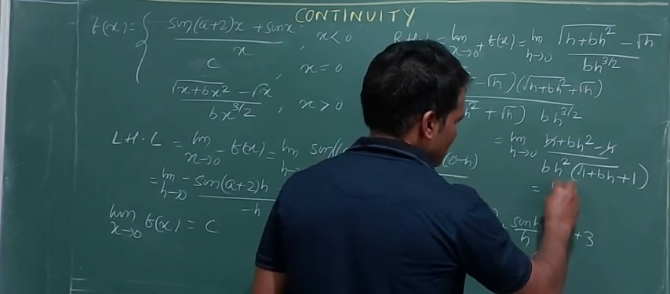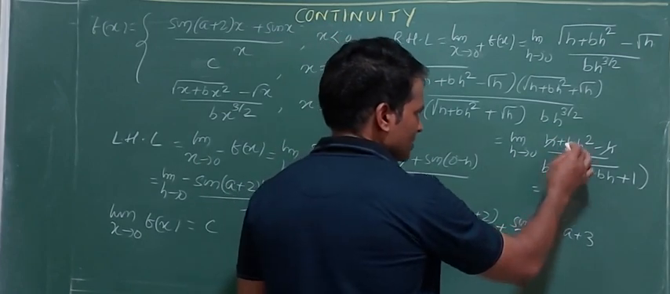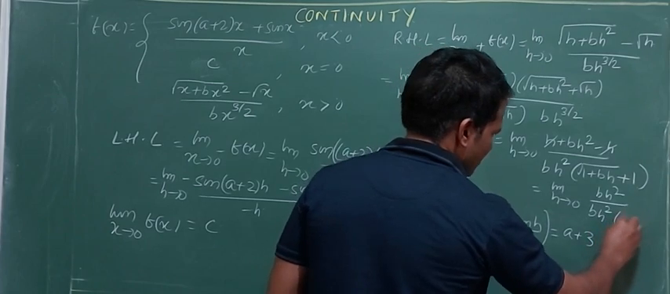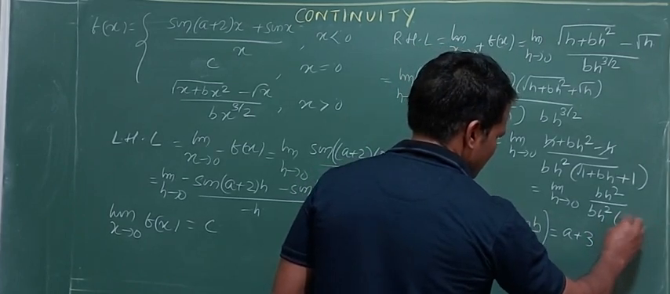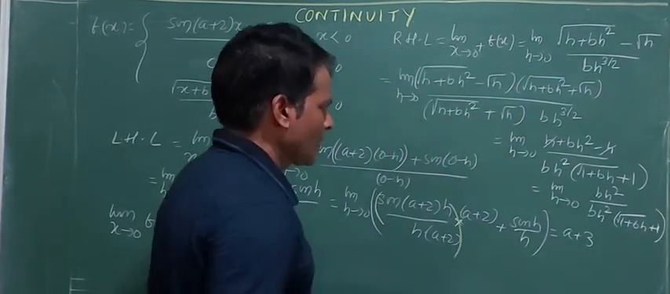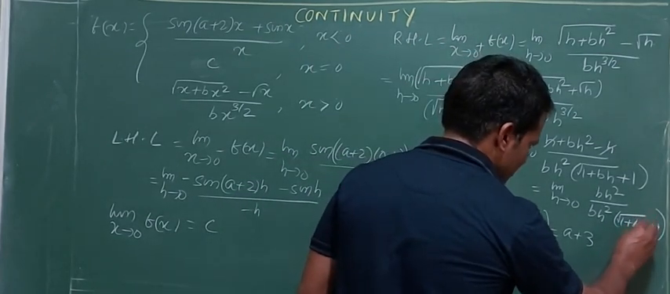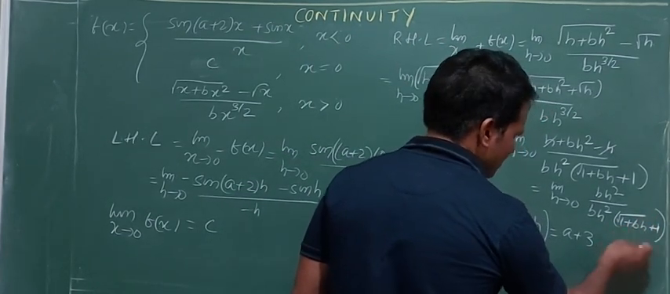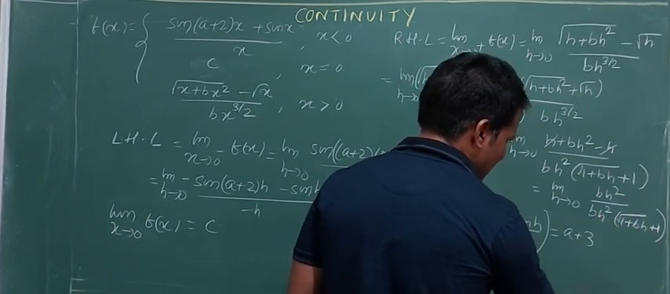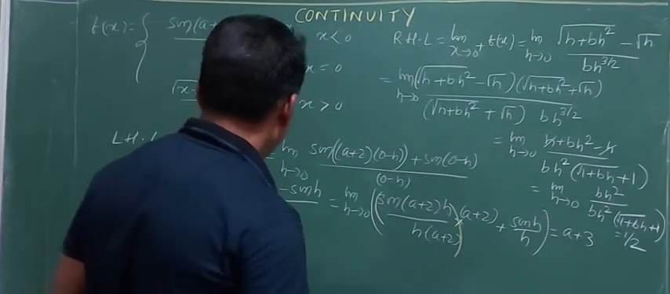Left over, the limit h tends to 0 of bh square by bh square times (root of 1 plus bh, plus 1). This whole gets cancelled out and h tends to 0. This is bh, h tends to 0. 1 plus 1, that is 2. This gives you 1, this is 0. 1 plus 1, 2. This becomes 1 by 2. That means the RHL gives me 1 by 2.